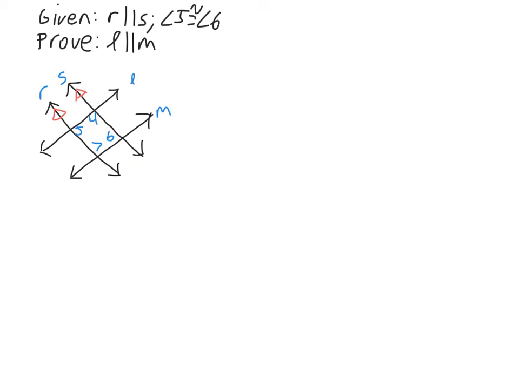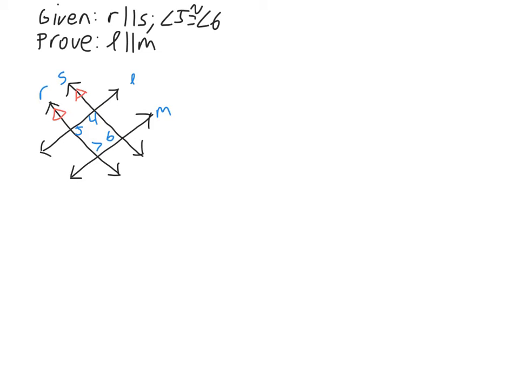Alright, here's another kind of example, and we're going to be dealing with these quite a bit from now on. This is what's called a proof. So in this problem, we are given a couple things. We are given that line R is parallel to line S. So R and S, these two lines are parallel, and they're even marked with these arrows.